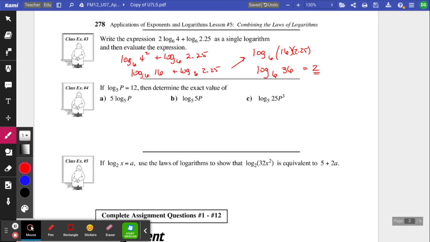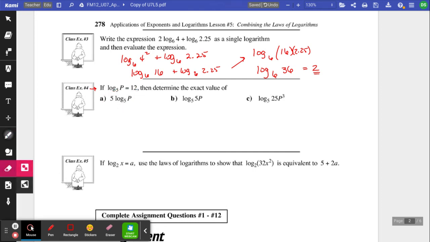All right. So this kind of question says, if this is true, now notice P is not 12. Log of P is 12. Whenever you see that, I strongly suggest you totally ignore the if part and work on the then. So then determine the exact value of this expression. Let's work on that first. So, although this one is easy. Oh my goodness. Okay, super simple.